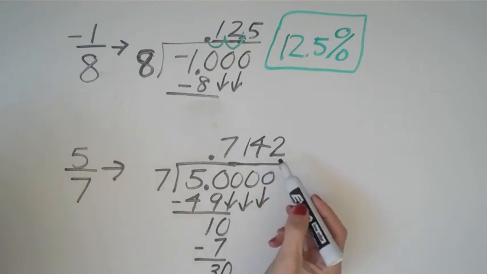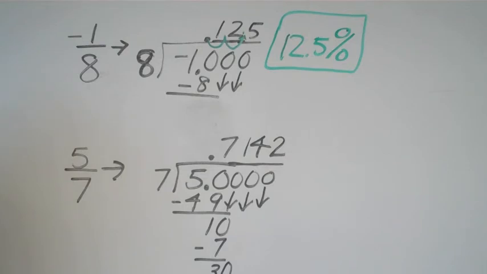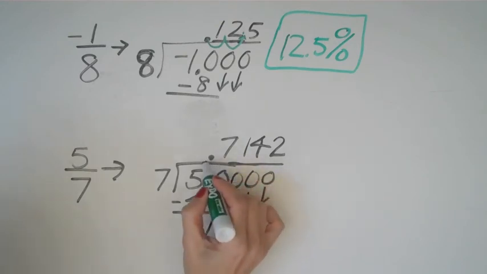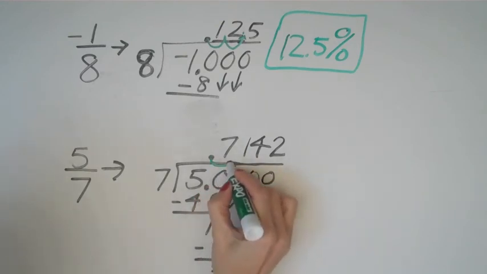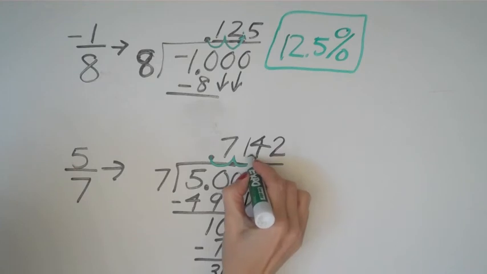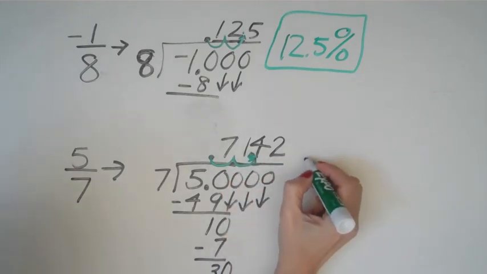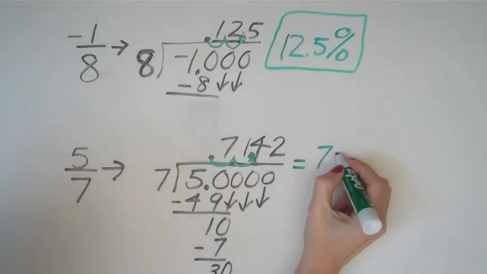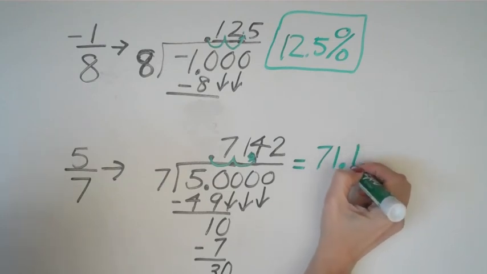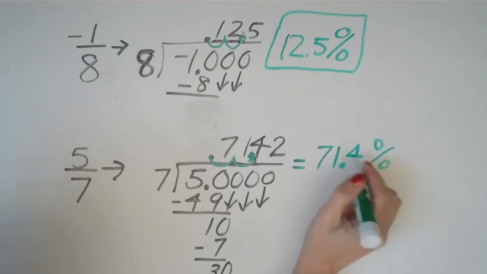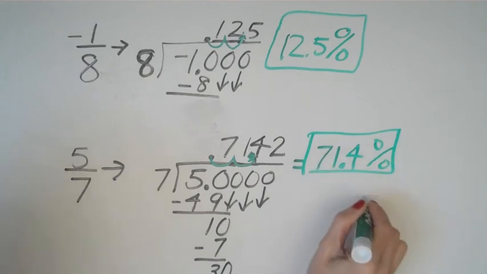But remember, the ultimate goal here is to go not from a fraction to a decimal, but from a fraction to a percent. And we know if we have that decimal, to get it to a percent, we're just going to move it over 2 places to the right. So our percent would be, and we could round it to, 71.4%. And that's it.